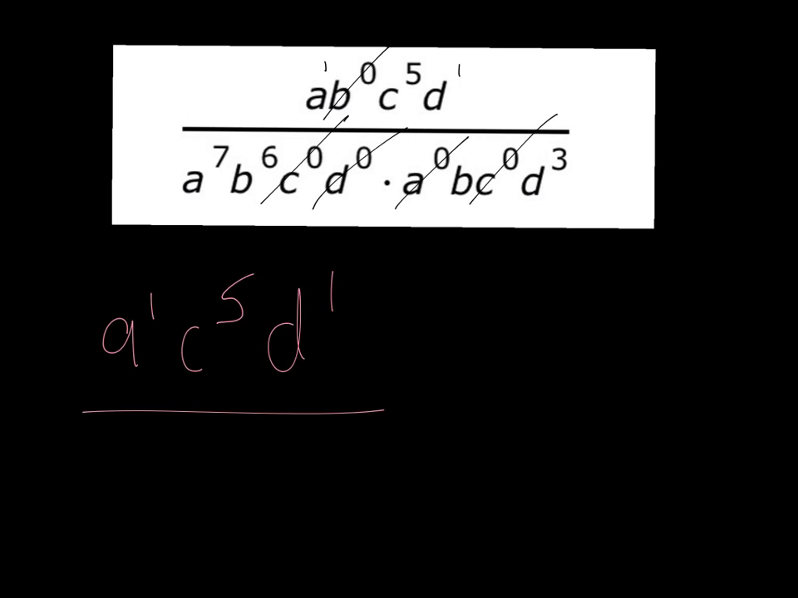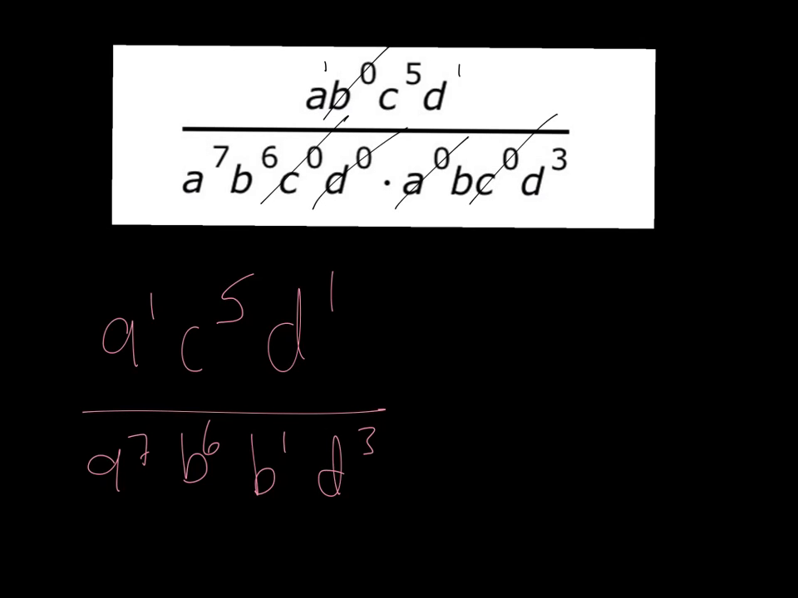In the denominator, let's start canceling. So c to the 0 is just 1, that's just 1, that's just 1, and that's just 1. None of those are going to play into our final answer. So let's take a look at what we have now as the numerator. We have a to the first, c to the fifth, and d to the first. We're dividing that by a to the 7th, b to the 6th, b to the first, and d to the 3rd. So I have no more c's in my denominator, and I have no more b's in my numerator.